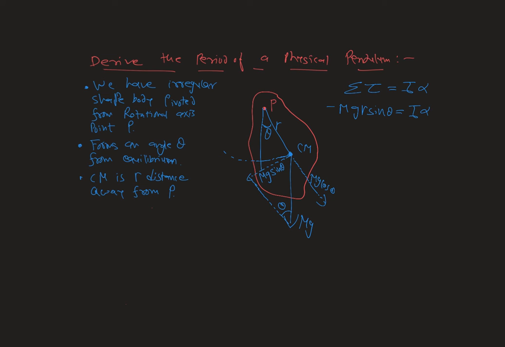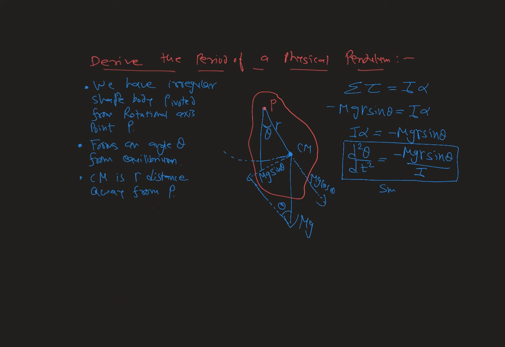So if we rearrange this equation, what will we get? I alpha equals negative mg r sine theta. We consider alpha as d squared theta over dt squared. That's a second order differential equation for the angular displacement. Then I can have d squared theta over dt squared equals negative mg r sine theta over I. Guys, I gave you this. This is a second order differential equation for the angular displacement, which is going to give you the period for the physical pendulum. Now, as we always do, small angle approximation.